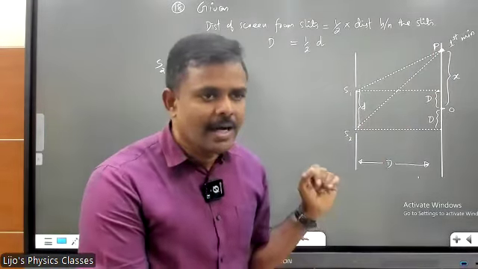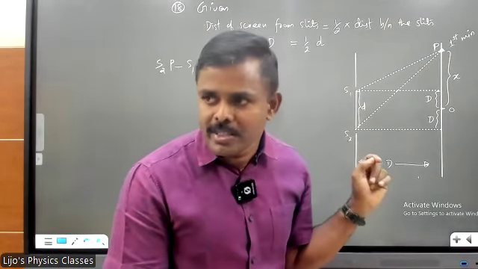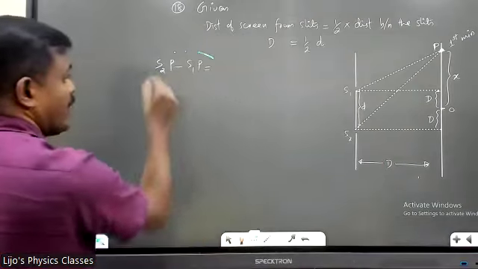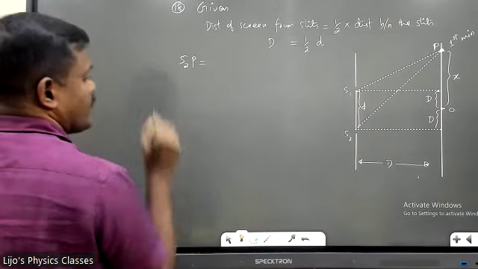Correct? How to get the path difference? You can apply Pythagoras theorem, right? I'll find S2P first. Listen to me. Can you tell me what S2P is from the figure?